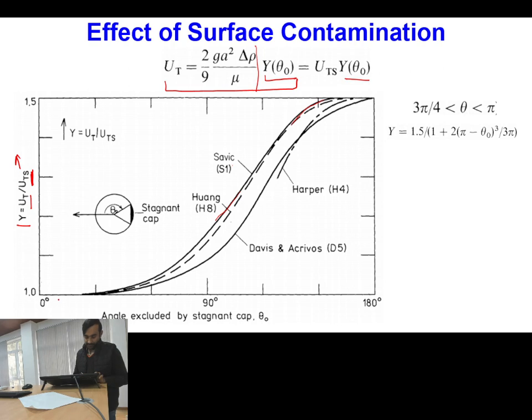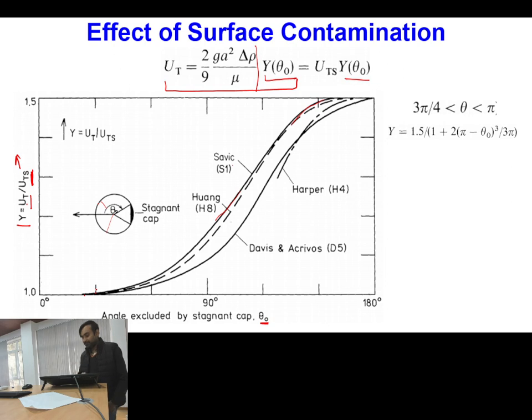In this graph you can see that for lower values of theta naught, what is the meaning? A lower value of theta naught means a major portion of the surface is contaminated. If a major portion of the surface is contaminated, then in the major portion I will have stagnant fluid without any internal recirculation. If in the major portion of the particle I have stagnant fluid, then my solution will be close to that of a solid particle. So that's why the ratio of terminal velocity of the fluid particle to the Stokes terminal velocity is close to 1.